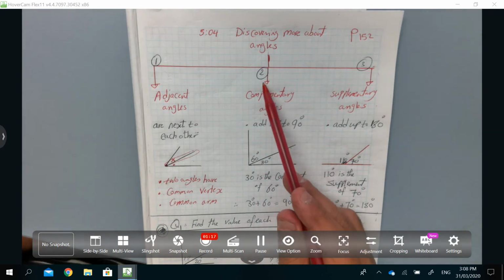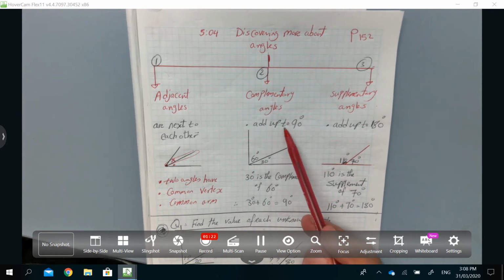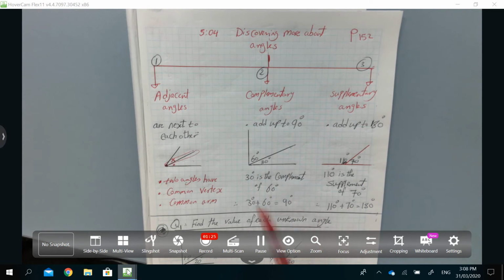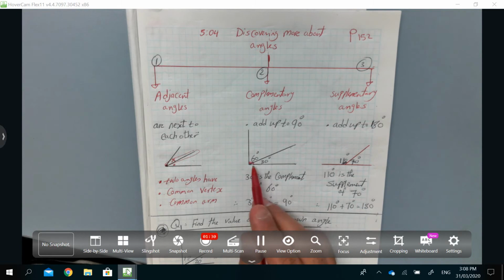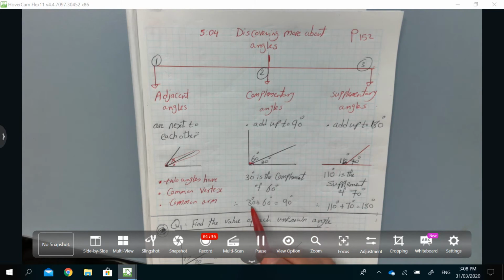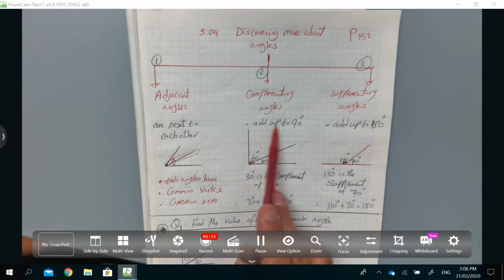Now, the second one: what does it mean by complementary angles? Complementary angles means angles add up to 90. So if you have two angles like this one and you add them up, you get 90 degrees. 60 plus 30 is 90 degrees. So 30 plus 60 equals 90. Therefore, we can say that angle 60 is a complement of angle 30, or 30 is a complement of angle 60. Why? Because when you add 60 plus 30 you get 90 degrees, so angles that add up to 90 we name complementary angles.